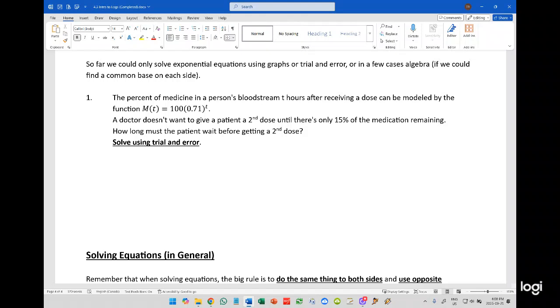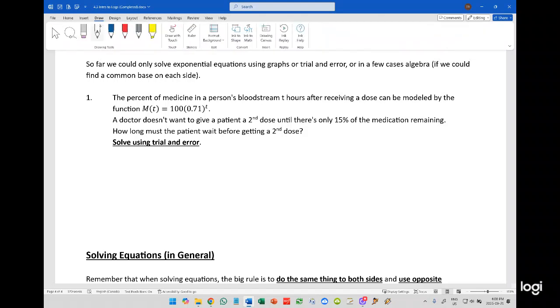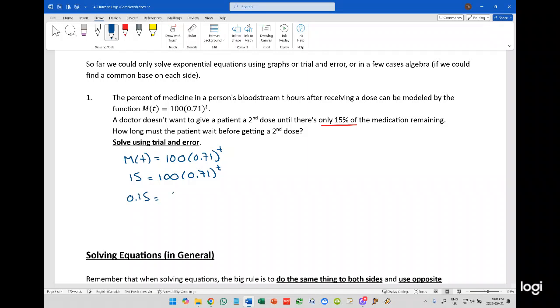All right, so we're going to just set this up and say we want the amount of medication in our system, M of t, which is 100 times 0.71 to the t, to be down to 15% before we get our next dose. So that means 15 equals 100 times 0.71 to the t. Divide both sides by 100. 0.15 equals 0.71 to the exponent t.